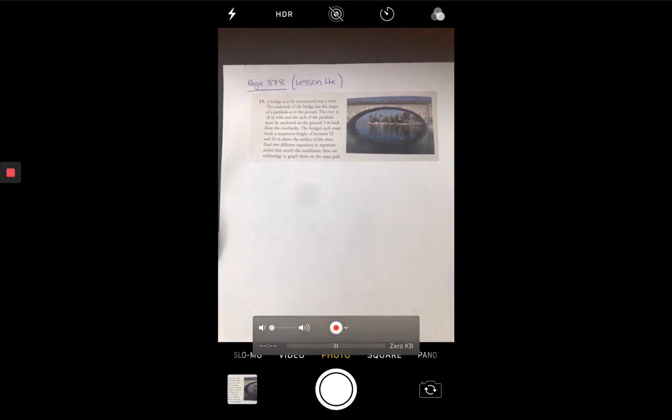Hi guys, I thought I'd jump on here and go over question 11 from the homework questions of lesson 4E. It seems to be a bit of a harder question that people are getting stuck on.